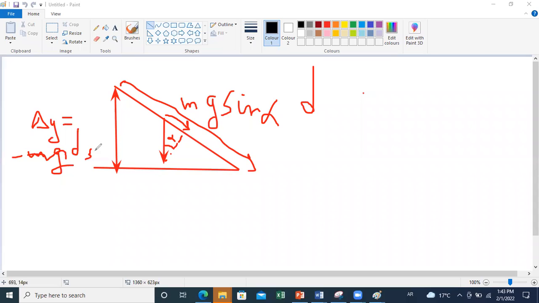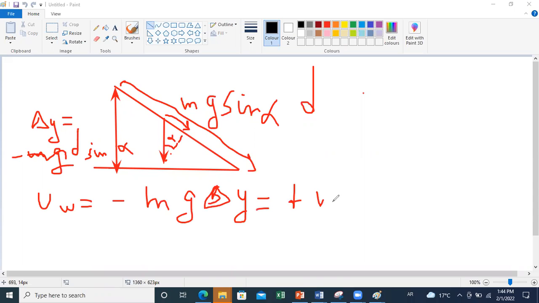Okay, since delta y is negative because y is positive up. So when you replace in the expression of the work of weight, minus mg delta y, you will go back to the same result. And the work of the weight, by replacing delta y by its value, the minus will cancel out and you will get that the work of the weight is plus mg times d sin alpha. So both methods, the projection of the weight on the line of motion or minus mg delta y, will give you the same result.